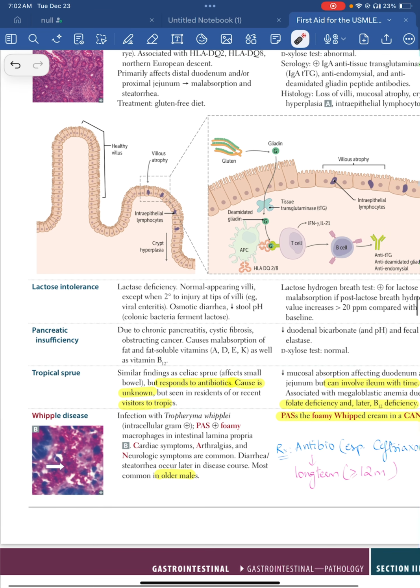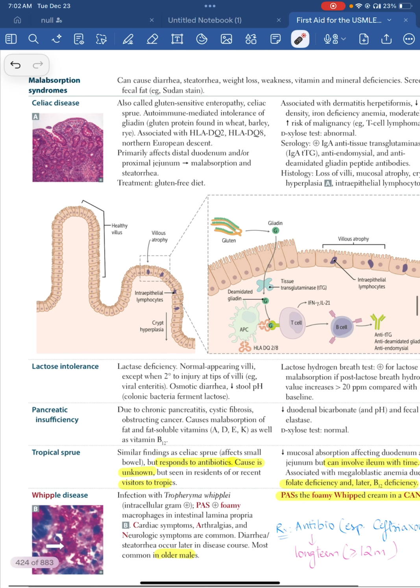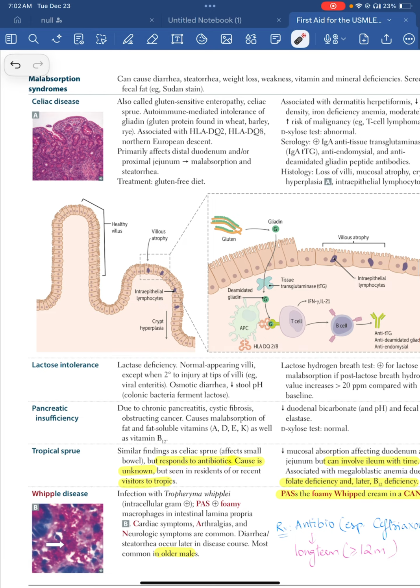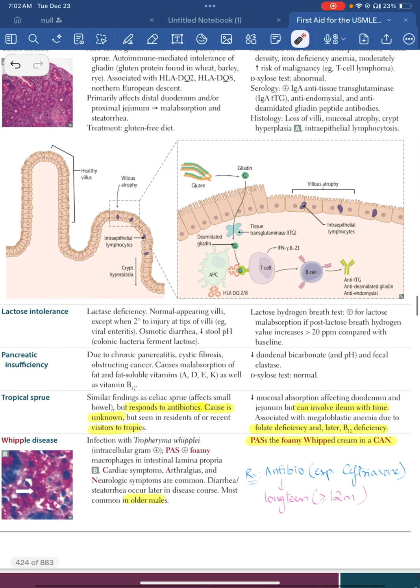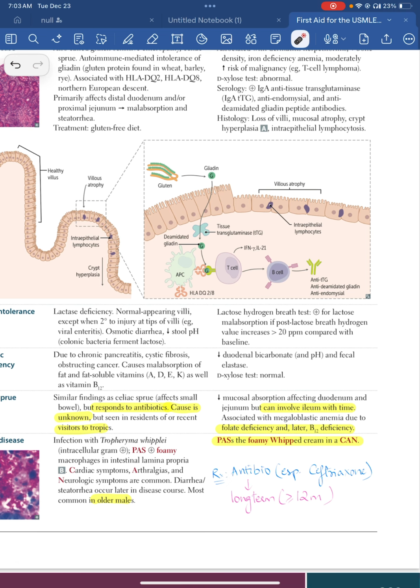Next, coming to tropical sprue. It is similar to celiac sprue, but this one responds to antibiotics. Celiac sprue was due to gluten, so you need to go with gluten-free diet. Here it responds to antibiotics. The cause is unknown. It is mostly for the patients who have gone to the tropical area. The name itself spells out the disease, tropical. Recent visit to tropics or a resident of a tropical area. It also decreases the mucosal absorption of duodenum and jejunum. Over time, it involves ileum too. Folate and B12 deficiency can be seen.